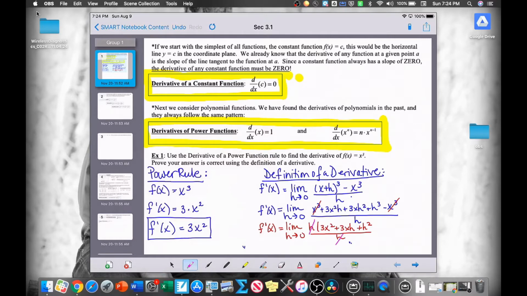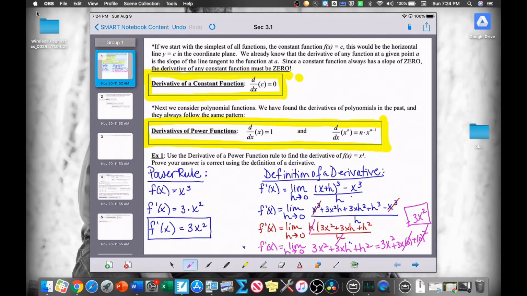So those h's canceled, and we get f prime of x is equal to the limit as h approaches 0 of 3x squared plus 3xh plus h squared. And now when we evaluate the limit and we plug in 0 for h, we get 3x squared plus 3x times 0 plus 0 squared. So both of those terms disappear. And what are we left with? We are left with 3x squared, which is the exact same answer we got when we did the power rule.